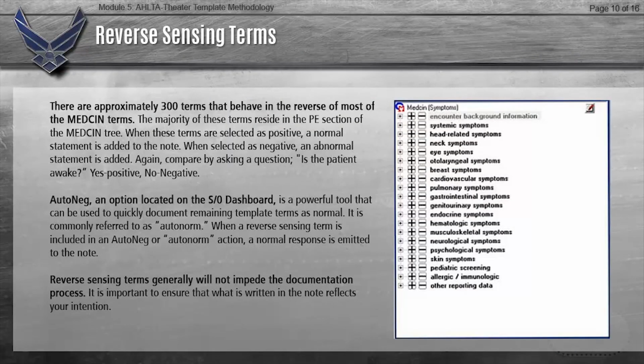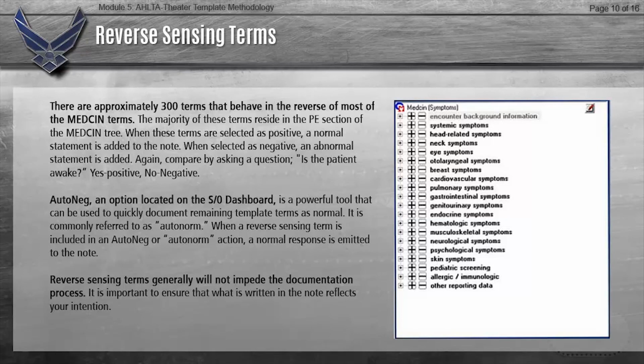There are approximately 300 terms that behave in the reverse of most of the medicine terms. The majority of these terms reside in the PE section of the medicine tree. When these terms are selected as positive, a normal statement is added to the note. When selected as negative, an abnormal statement is added. Again, compare by asking a question. Is the patient awake? Yes, positive.